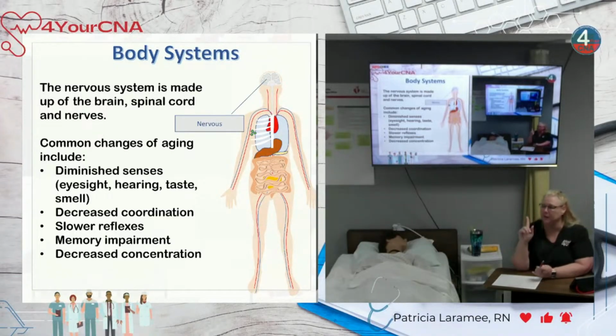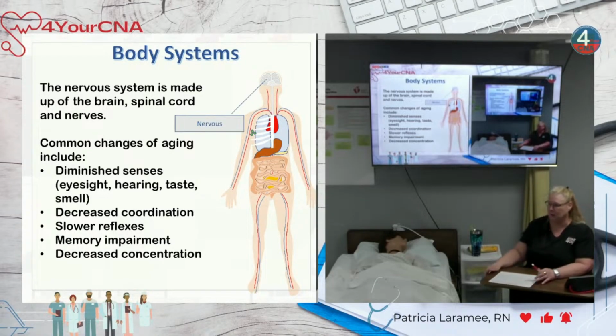But one of the big ones that we have to be aware of when we're working with older people is our sense of balance and coordination. That's going to be affected in a very big way. Now, that's going to rely on your nerves, but also your muscles, your bone density. A lot of things go into play when it comes to balance and coordination. Even your ears are involved in balance and coordination.